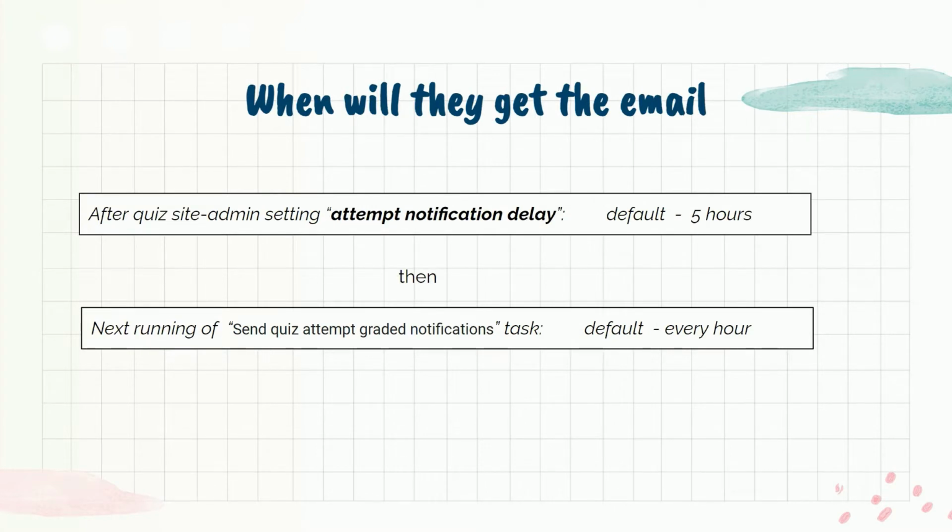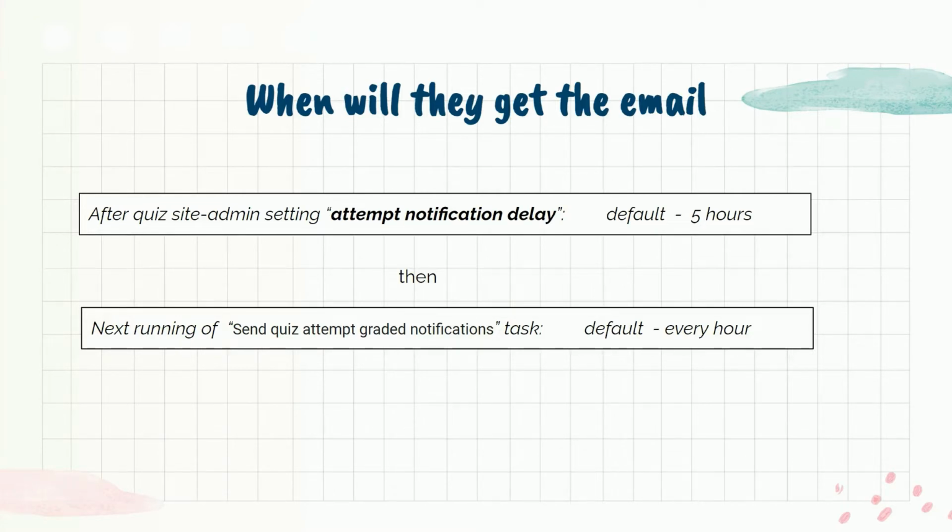The next thing we need to consider is when they will get that email. By default, they will get it between 5 and 6 hours after the quiz has been graded. That is because there's a site administration setting for the quiz activity module, attempt notification delay. By default, that's 5 hours. After that delay has passed, on the next running of the scheduled task, send quiz attempt graded notifications, they will receive the email. So that'll be anywhere between 5 and 6 hours. The site administrator can change both of those settings so that the notification is sent earlier or later, but by default it's going to be between 5 and 6 hours.